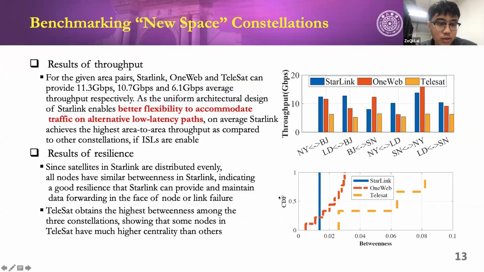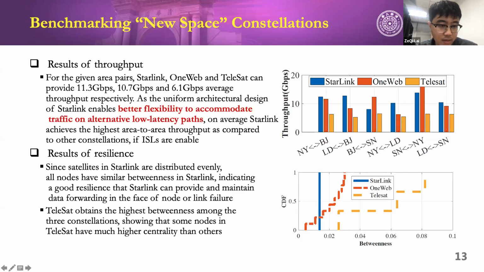And this is the result of the throughput, also an area-to-area throughput. For the given area pair, Starlink, OneWeb, and Telesat can provide 11, 10, and 6 Gbps average throughput respectively, as the uniform architecture design of Starlink enables better flexibility to accommodate traffic on alternative low latency paths. On average, Starlink can achieve the highest area-to-area throughput as compared to the other constellations if ISLs are enabled.